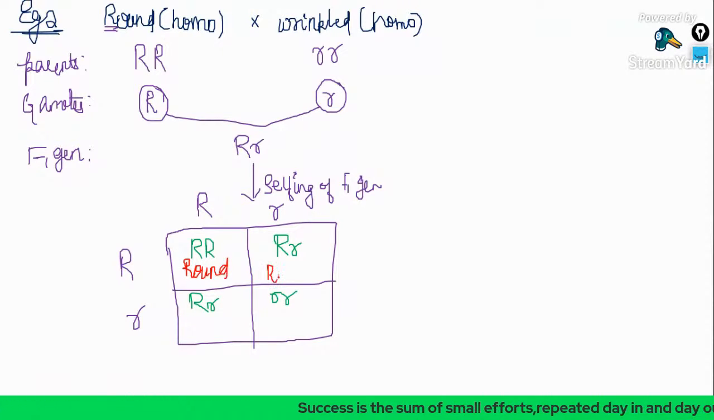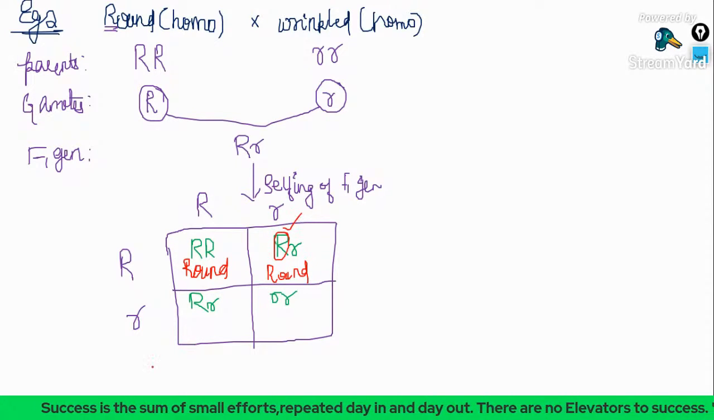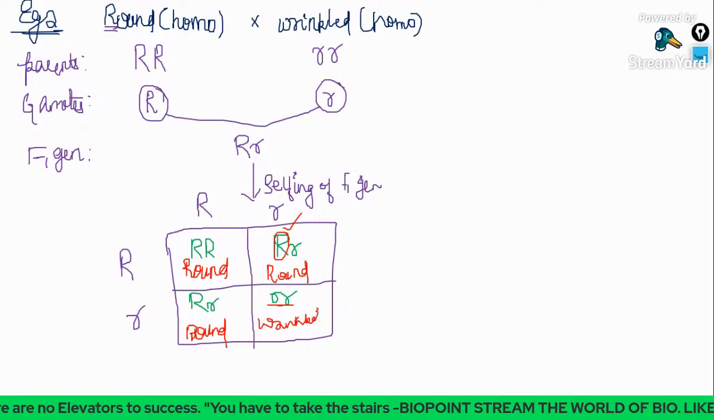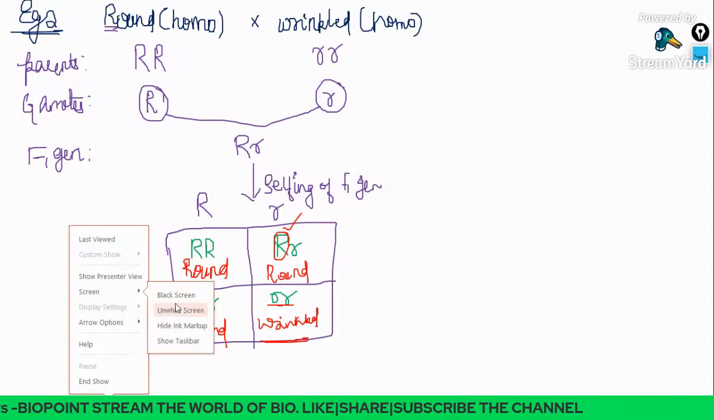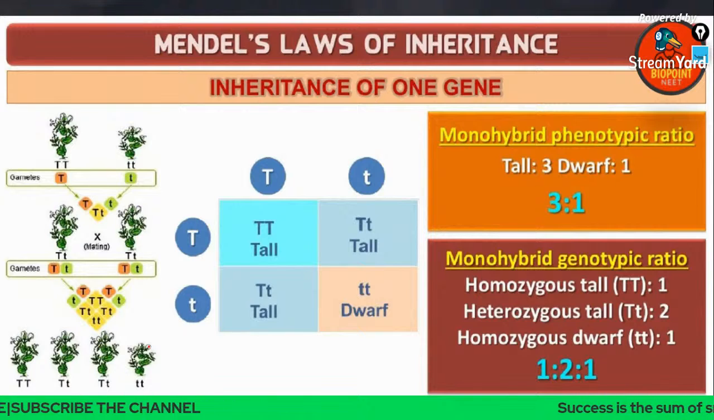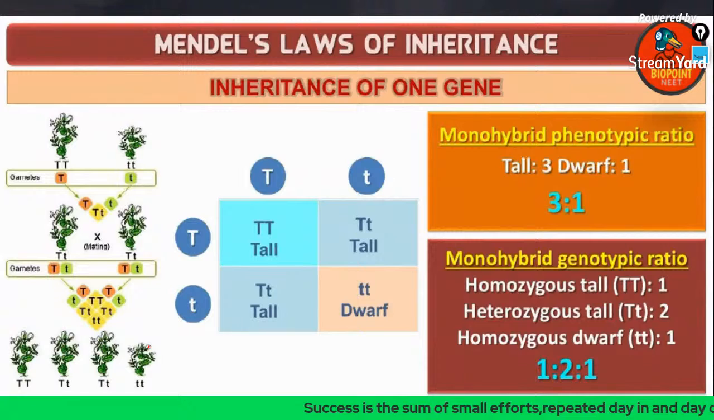This is also round because one dominant trait is present, so it is to be that trait, round. This is again round, and this is to be wrinkled. Okay, round and wrinkled. So this is all about the monohybrid cross. Clear? So you have to have a clear idea about this. The dominant trait gets expressed.